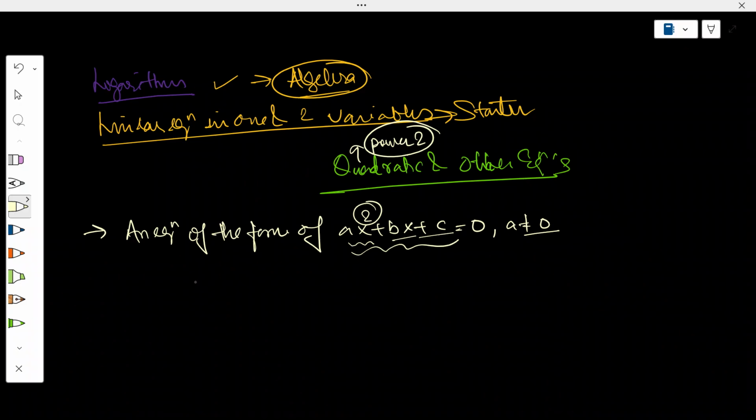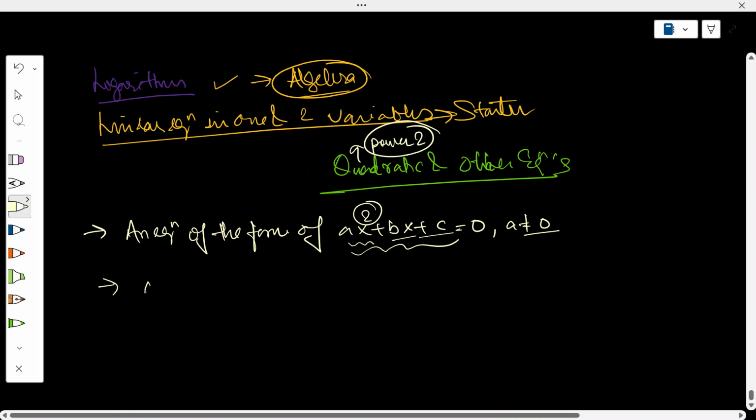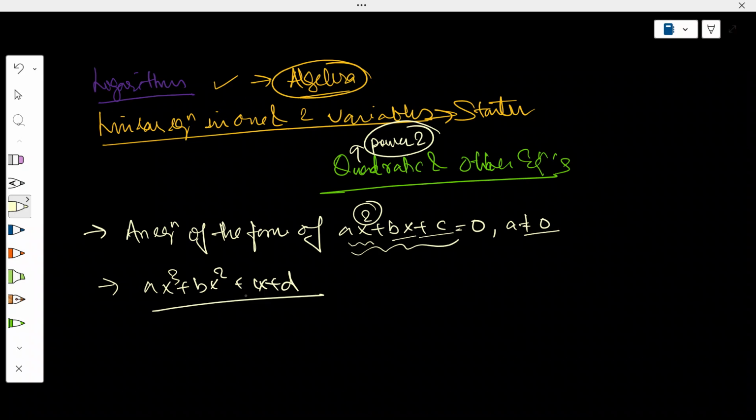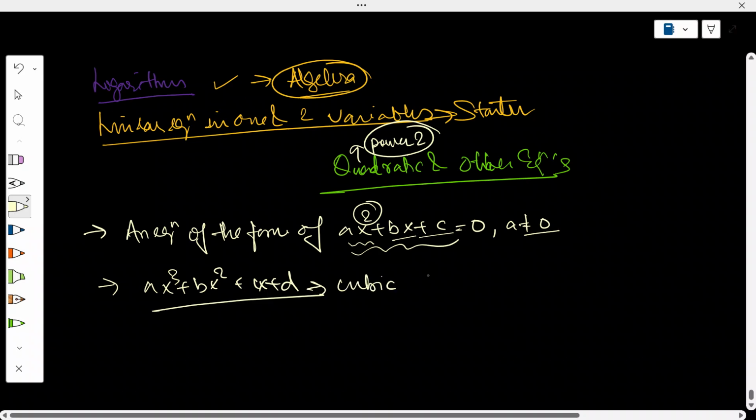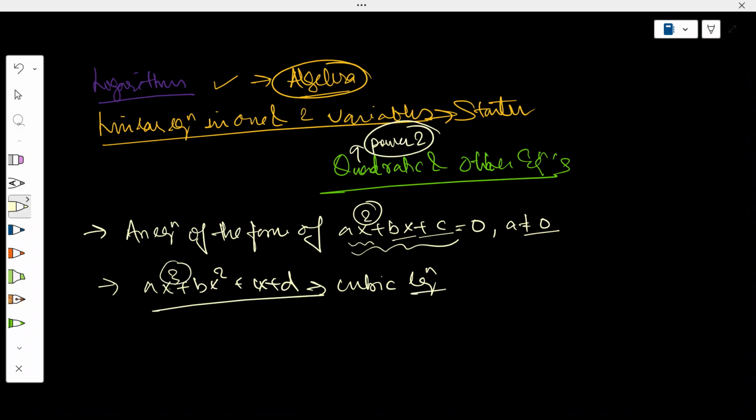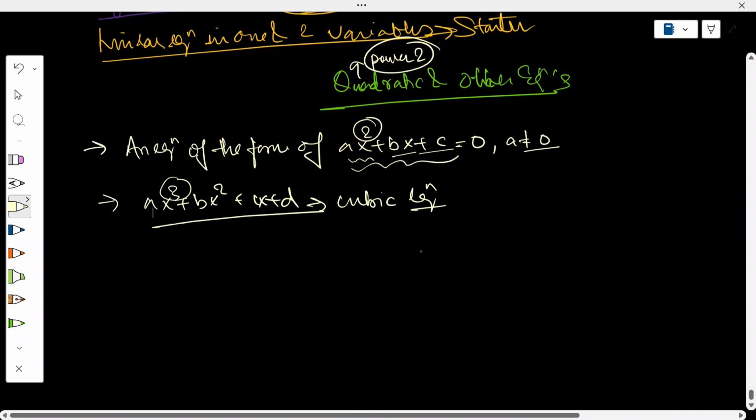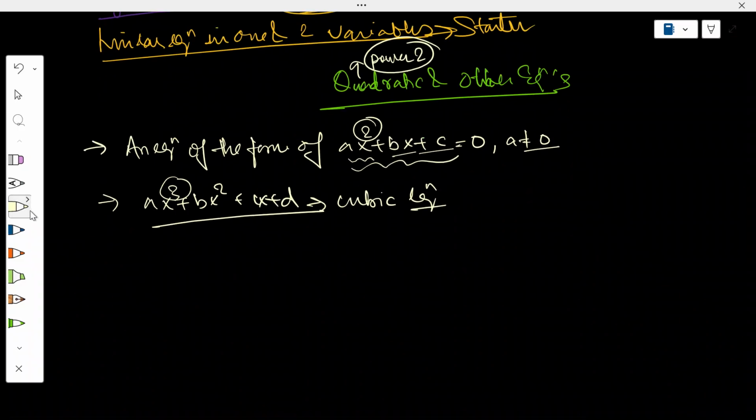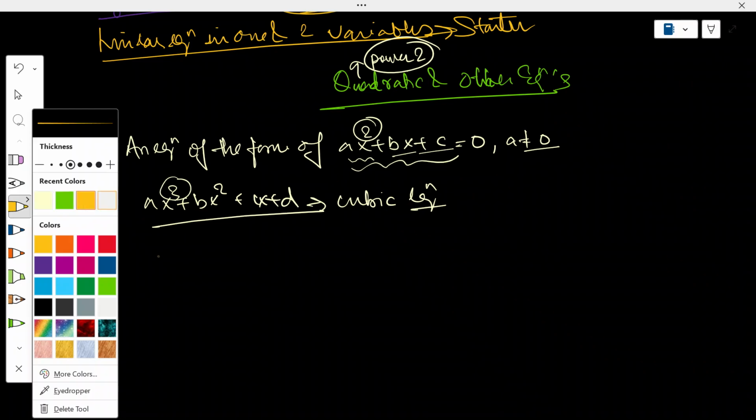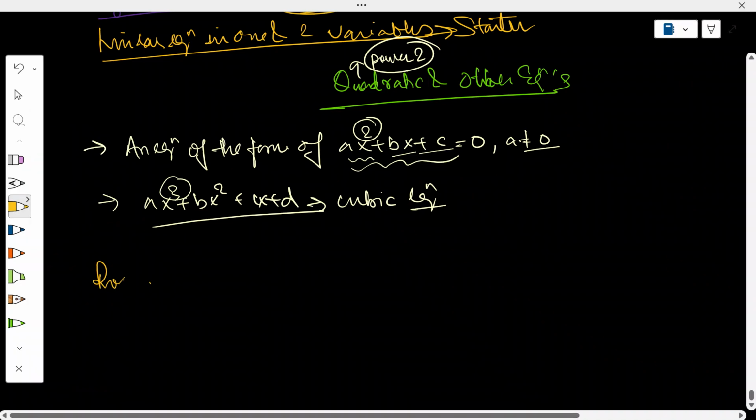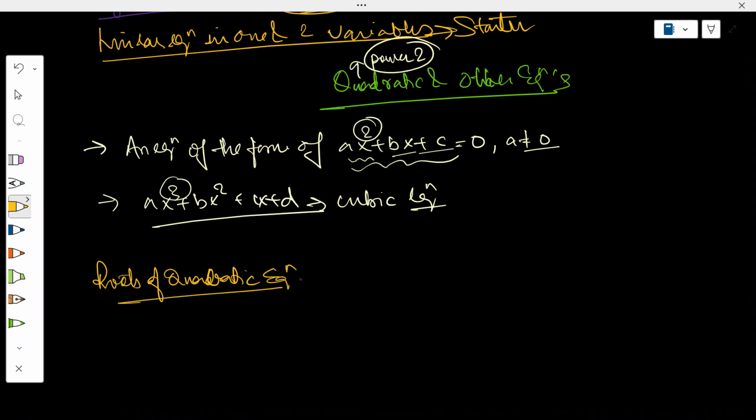If it were of the form ax cube plus bx square plus cx plus d, then this would be known as a cubic equation, because here the greatest power is x to the power 3. In the quadratic equation we have some rules for finding the roots. So what do we mean basically by the roots of a quadratic equation?